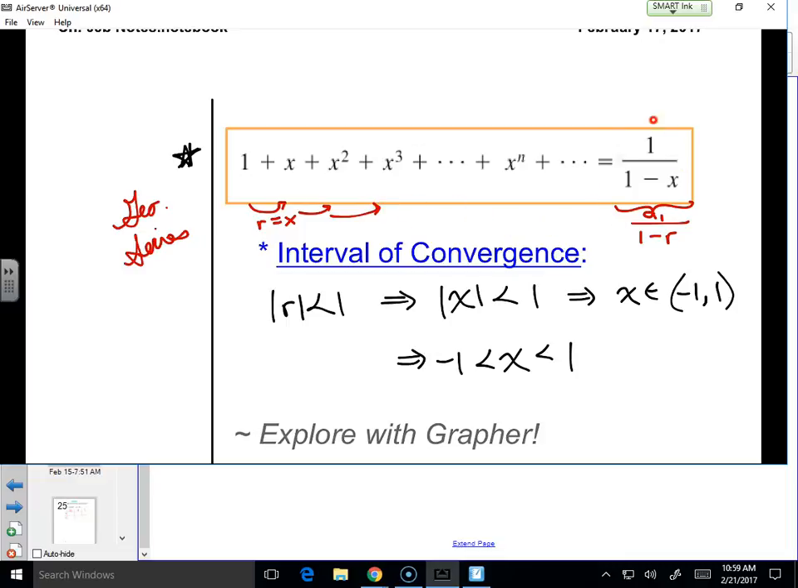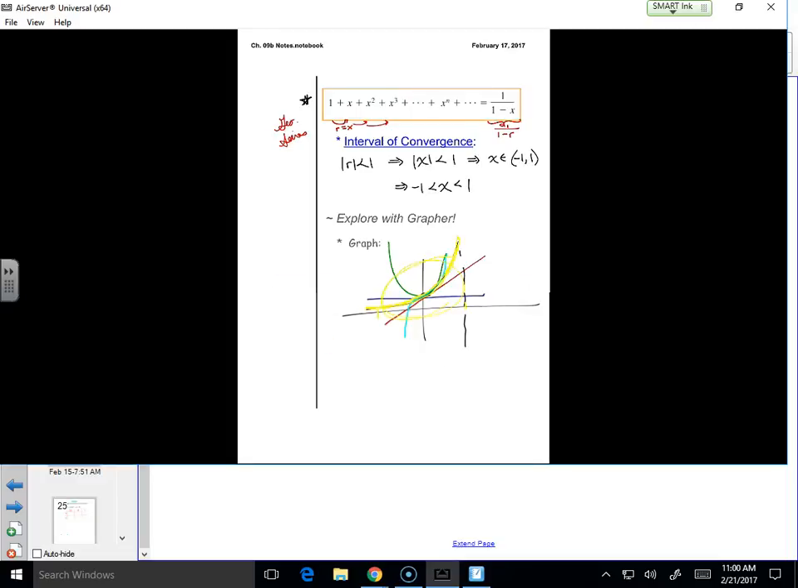we can see, hey, this is a geo series, and the geo series has a sum of a sub 1, which is 1, all over 1 minus r, which is 1 minus x. However, that's only going to converge when r, which is x, is in between 1 and negative 1. Okay, so that was kind of a long story short.